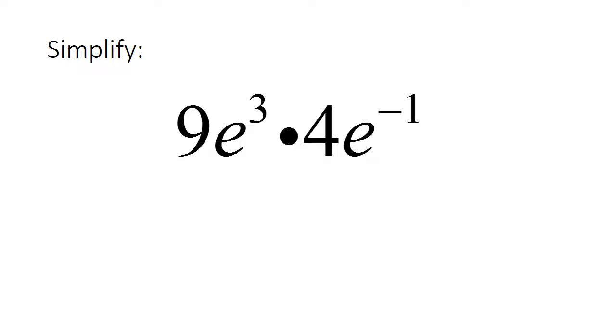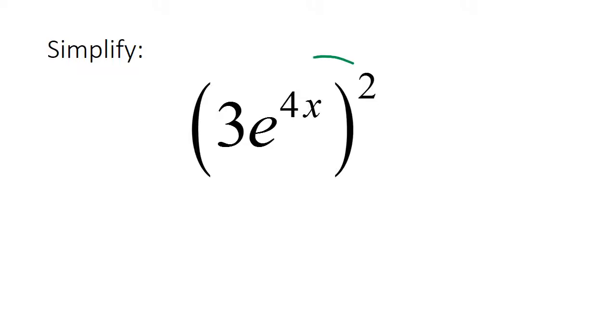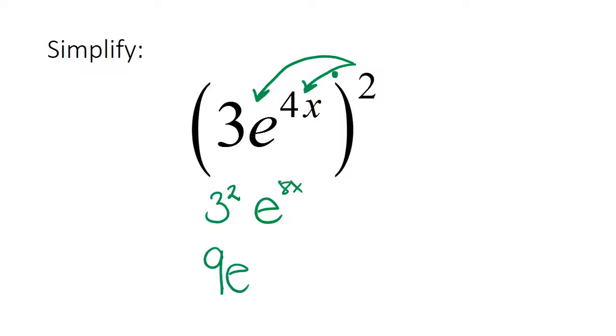Reducing or simplifying our e-values. We want to use the same rules as exponents. So let's take the 9 times the 4. We've got our base e. When we multiply the bases, we add the exponents. Therefore, it's e squared. When we have an exponent on the outside, we distribute to every base. So I end up with 3 squared e to the 8x because we multiply those exponents. Simplify what you can and leave the rest.